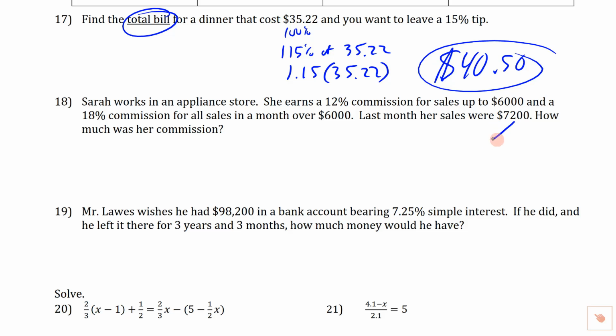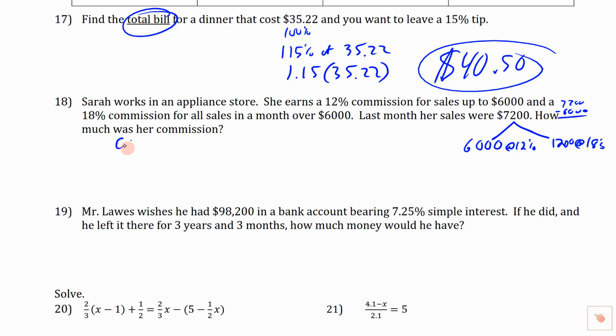So the first thing we want to do is we want to break this up and say, okay, she did sell more than $6,000, so she's going to get paid a 12% commission. Okay, so we'll say at 12%, and then we want to write down what's left. Well, what's left is if we do 7,200 minus 6,000, we end up with 1,200. So she's going to get paid $1,200 of sales at 18%, so at 18%.